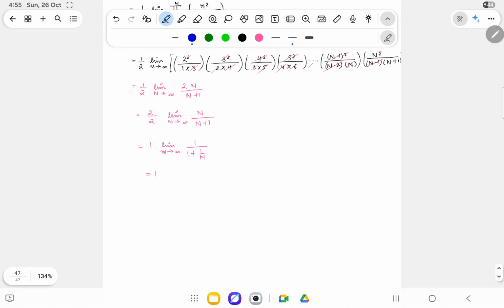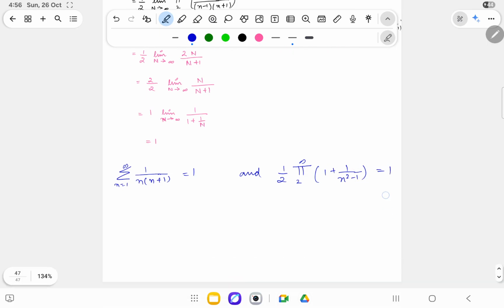So we have shown that both the series, that is summation n equals 1 to infinity 1 by n times n plus 1, is equal to 1, and the series 1 by 2 product from 2 to infinity 1 plus 1 by n square minus 1 is also equal to 1. Since both the series are equal to 1, we can conclude that both series are convergent. Both series are equivalent. Thus both the given series are equivalent.